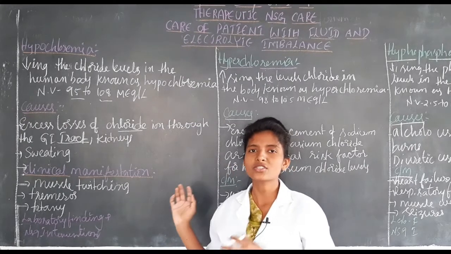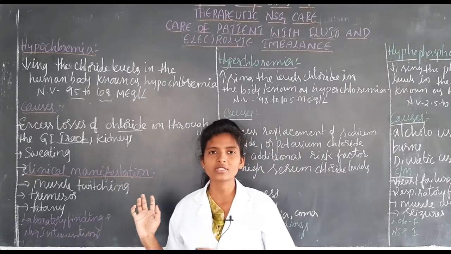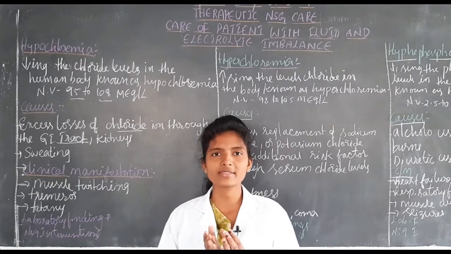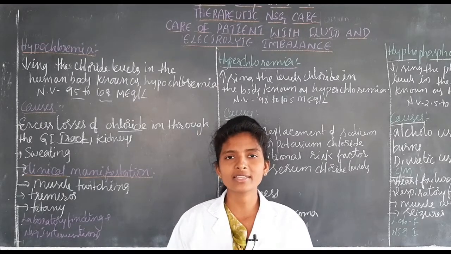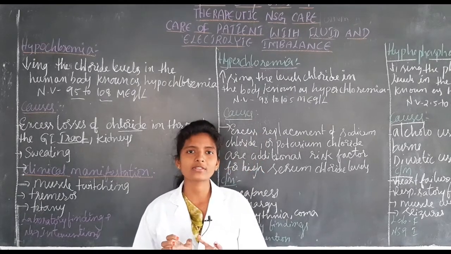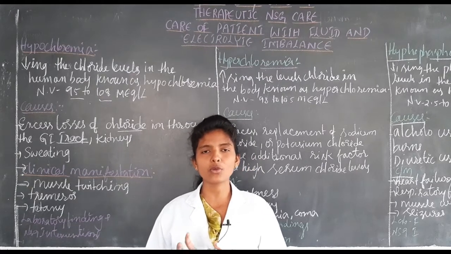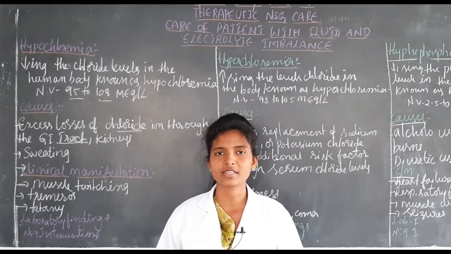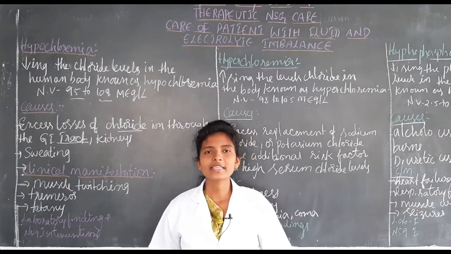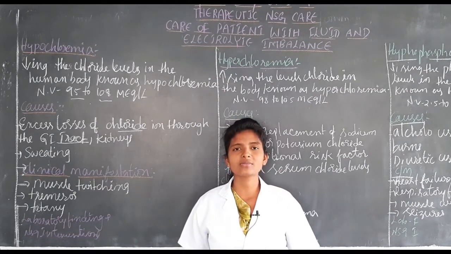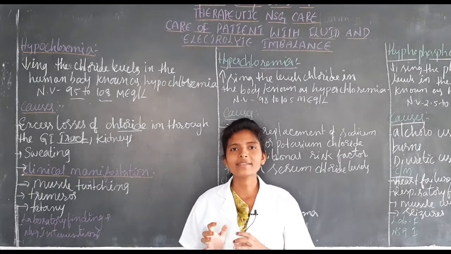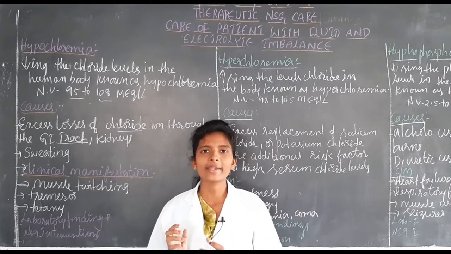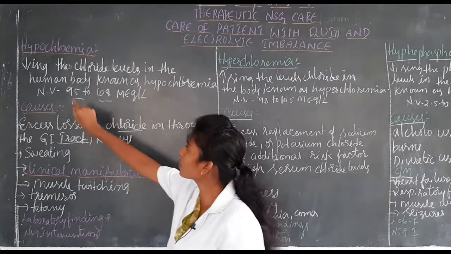In such a condition of the patient, which laboratory findings will they look at? To identify the value of chloride, in the laboratory they will go for the serum chloride test. They will advise the serum chloride investigation. Through blood they will do that investigation to identify the range of chloride.